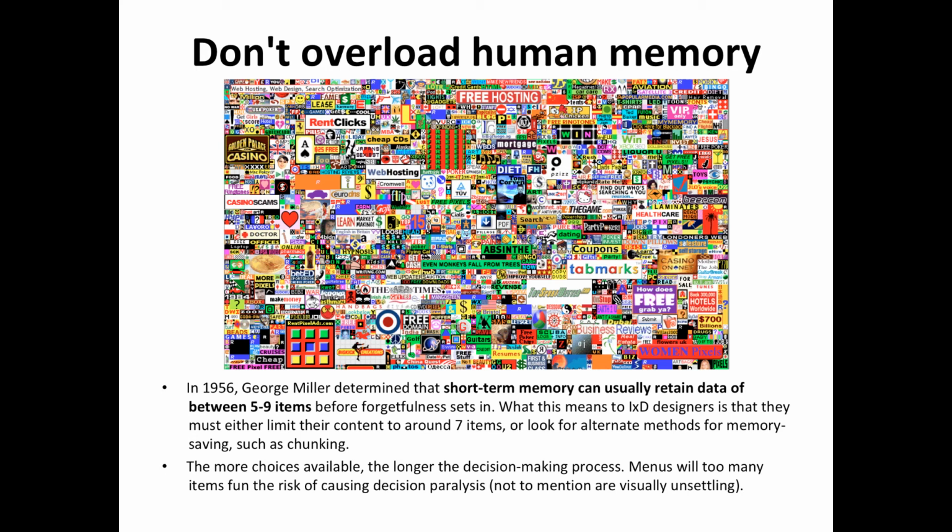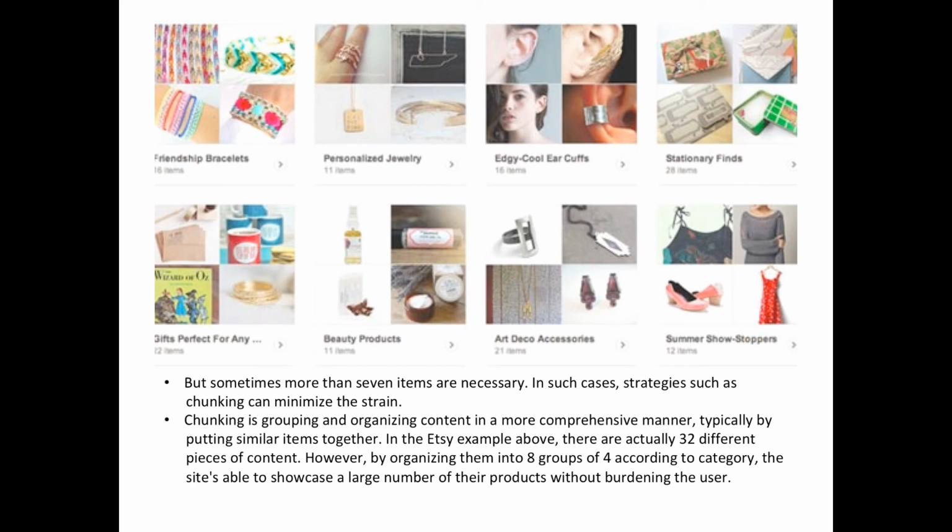So you want to make sure that the choices are kind of limited to say, okay, these are the most important things that you're going to do, and I'm not going to just break everything down into multiple menu items. But on the other hand, sometimes more than 7 items are necessary. In such cases, strategies such as chunking can minimize the strain. Chunking is grouping and organizing content in a more comprehensible manner, typically by putting similar items together.